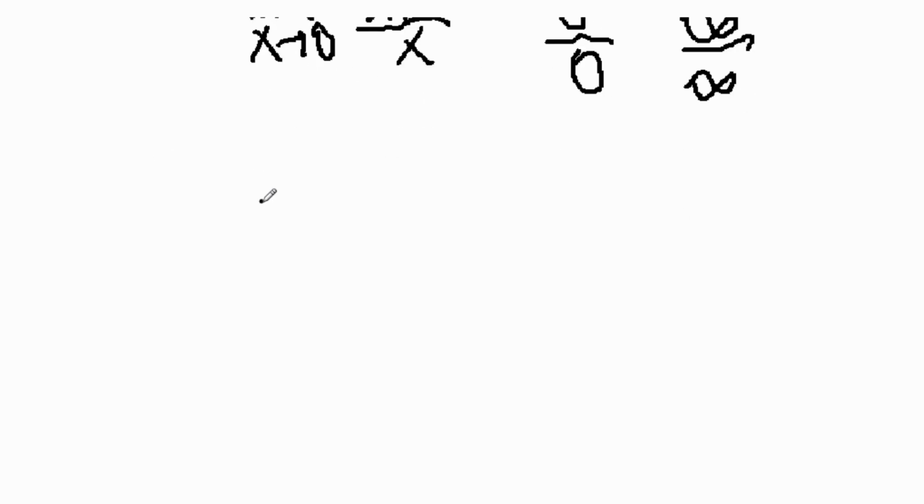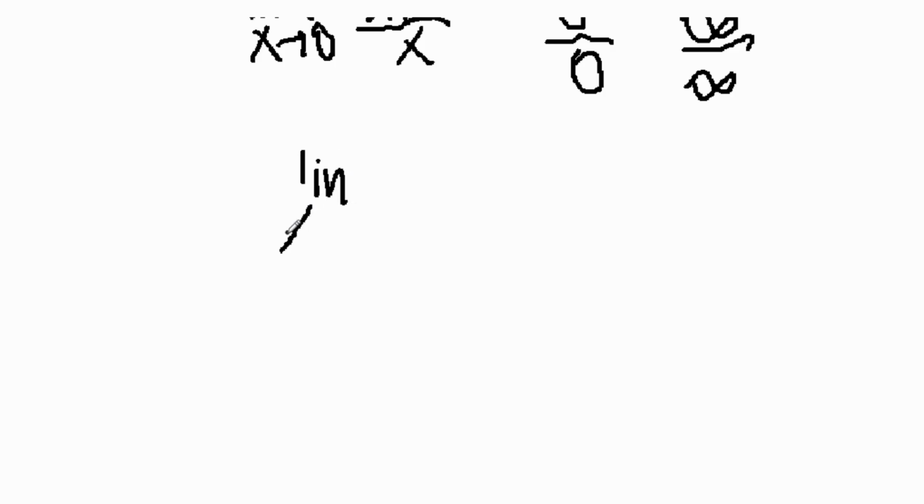So L'Hopital's rule states that if a limit results in 0 over 0 or infinity over infinity, we can take the derivative of the numerator and denominator separately and evaluate the limit again. After evaluating it again, if you still get your solution in indeterminate form, then you have to apply the rule all over again. So now let's go back to the initial example.